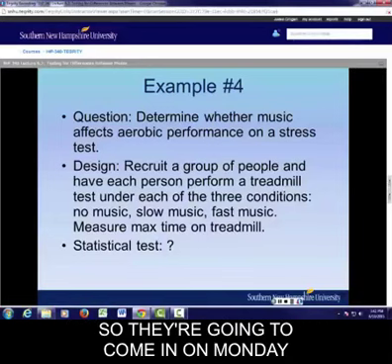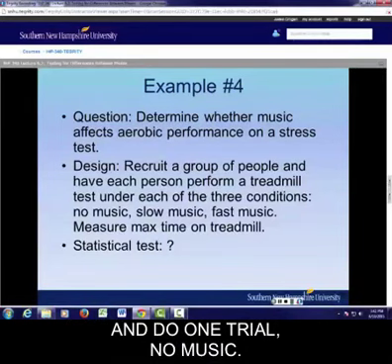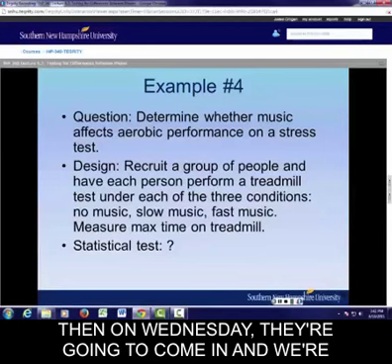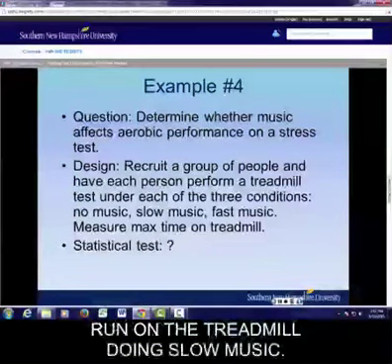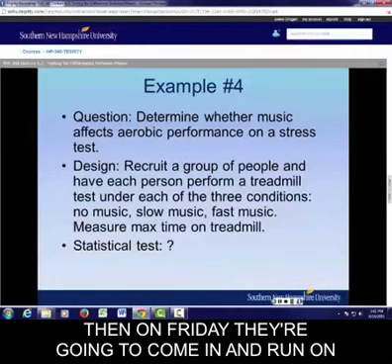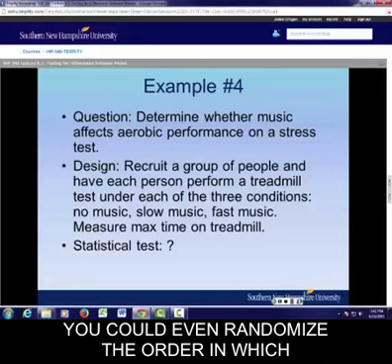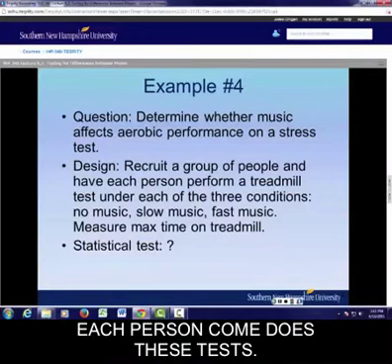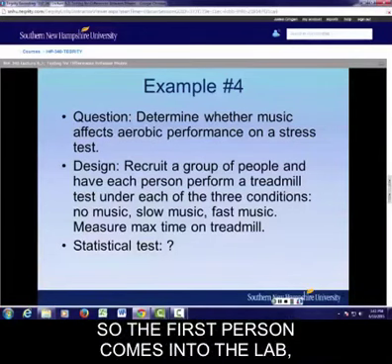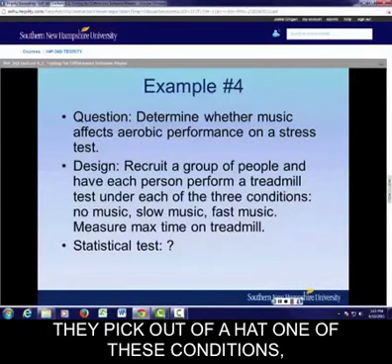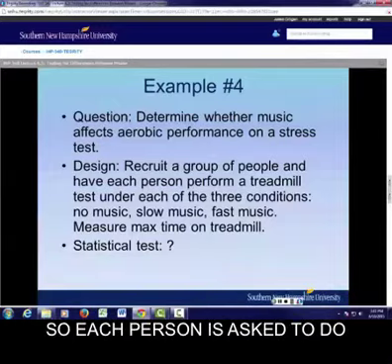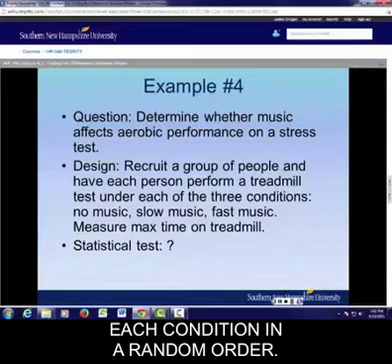So you're going to come in on Monday and do 1 trial, no music. Then on Wednesday they're going to come in and they're going to do the next trial, run on the treadmill during slow music. And then on Friday they're going to come in and run on the treadmill in the last condition, which is fast music. You could even randomize the order in which each person does these tests. So the first person comes into the lab, they pick out of a hat one of these conditions and they do it on Monday. So each person is asked to do each condition in a random order.